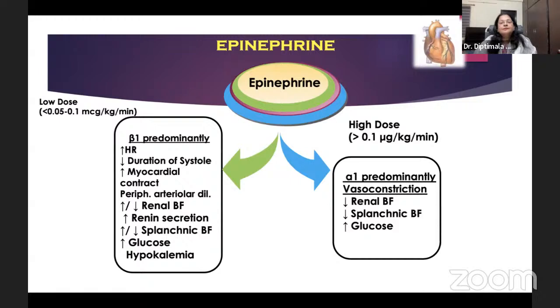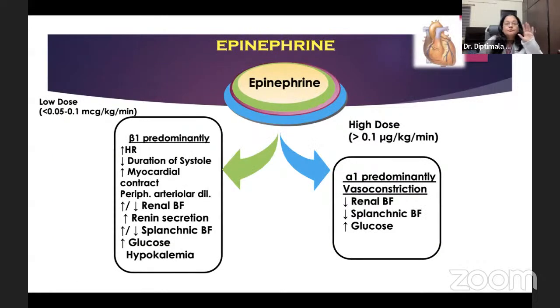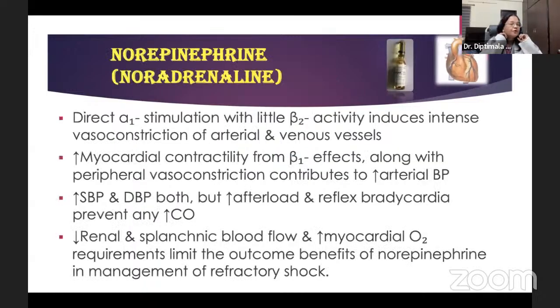So here you can see the effect of epinephrine in low dose, where the action on beta-1 receptors is predominant. And in the high dose, action is on the alpha-1 receptors. So now we talked about epinephrine, adrenaline. Now we are talking about norepinephrine, noradrenaline. This is the most important drug in a case of septic shock.